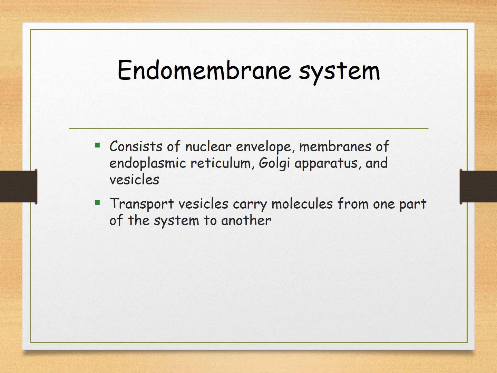Endomembrane system. This is a system that consists of the nuclear envelope, the membrane of the endoplasmic reticulum, the Golgi apparatus, and the vesicles. The function of the endomembrane system is the production, modification, packaging, and distribution of proteins. The word vesicle just means little storage container, and so transport vesicles are able to carry molecules from one part of this system to another.